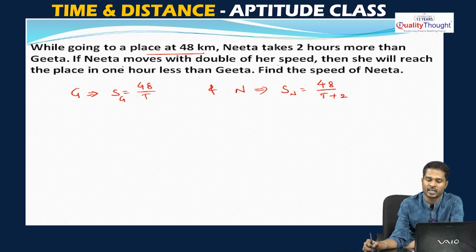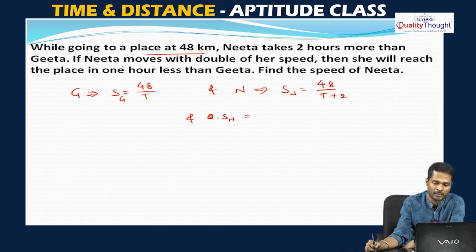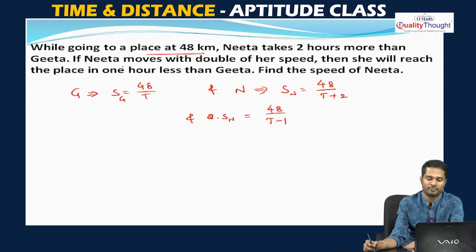If Neeta moves with double her speed, so let us write the second case. If Neeta moves double her speed, what will happen? The same distance, she will reach the place in 1 hour less than Geeta. So it will be 1 hour less, that means t minus 1. If Geeta is taking total t hours, Neeta will take in the first case 2 hours more, so that is t plus 2. So t is the actual time plus 2 hours. If Neeta moves with double of her speed, that means 2 into Sn, she will take 1 hour less than Geeta, that is t minus 1. Now the question is, find the speed of Neeta, that is what we need.